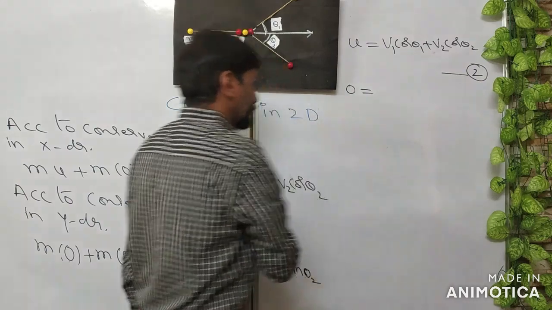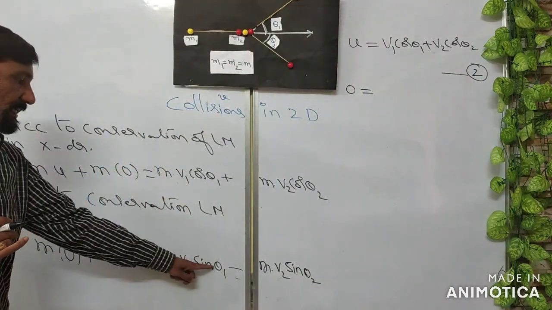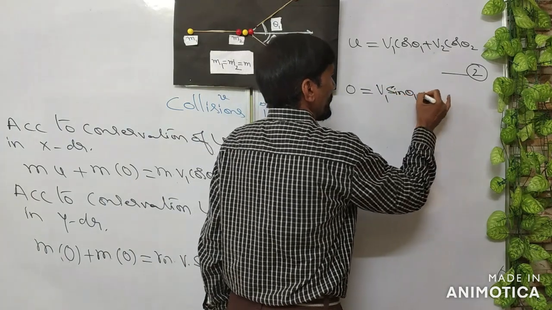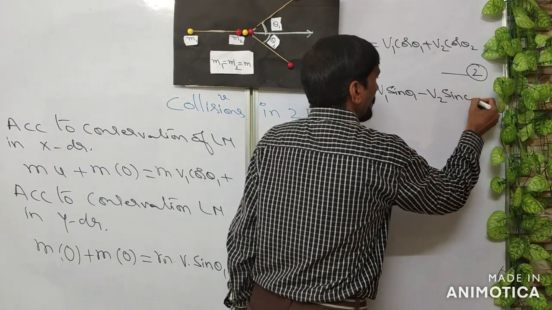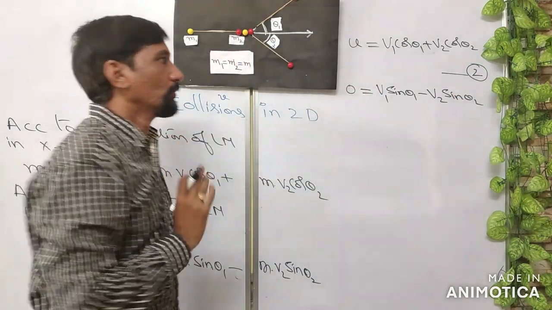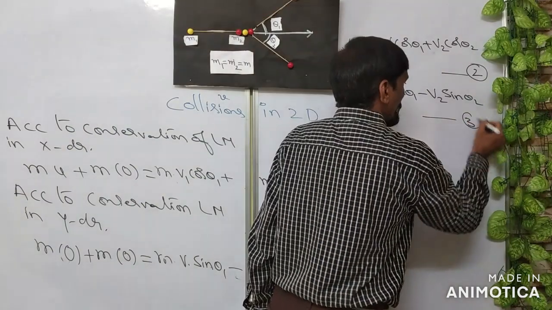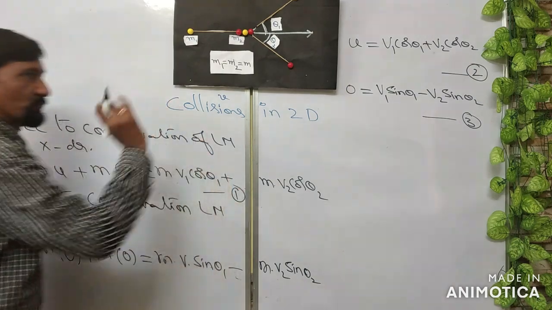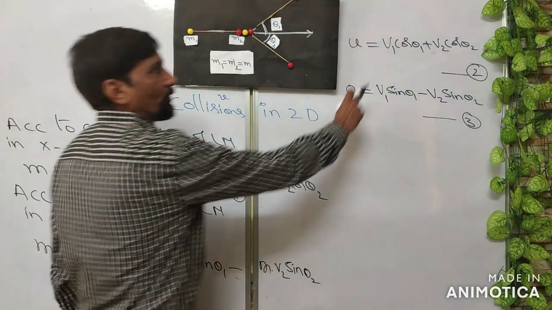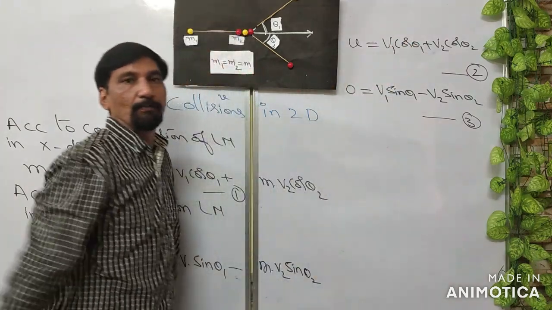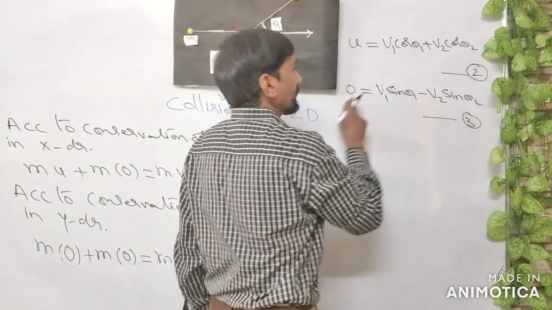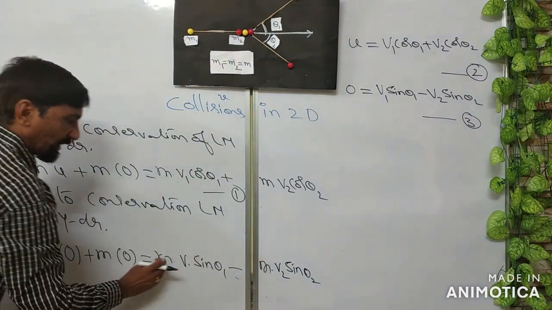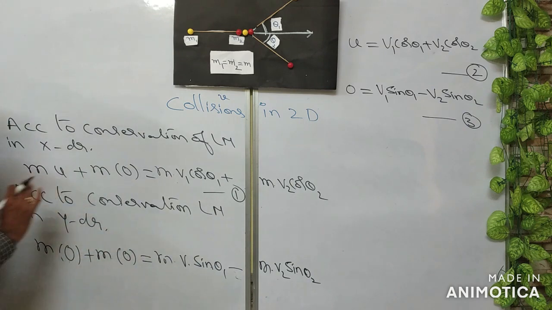So the other equation is 0 is equal to v1 sin theta 1 minus v2 sin theta 2, so v1 sin theta 1 minus v2 sin theta 2 equals 0. You can take this as equation 3. The first one is the conservation of linear momentum, which is the first equation. The other two equations are u equal to v1 cos theta 1 plus v2 cos theta 2, and the third one is 0, because the left hand side is totally 0, and if you take m to the other side, 0 by anything is 0 only.